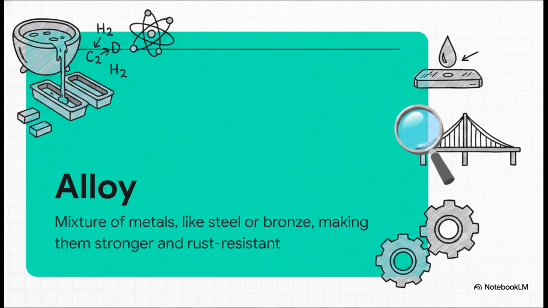An alloy is simply a mixture of metals. By mixing iron and a bit of carbon, we get steel. By mixing copper and tin, we get bronze. We literally take these base elements and combine them to engineer totally new, superior materials that are stronger, harder, and critically, highly resistant to rust. And that, my friends, is exactly how we're able to build our most incredible machines.